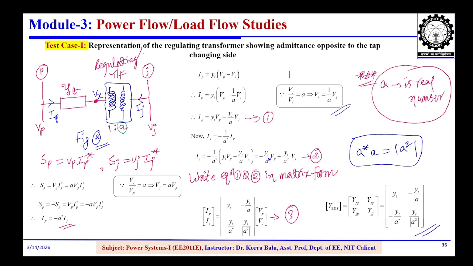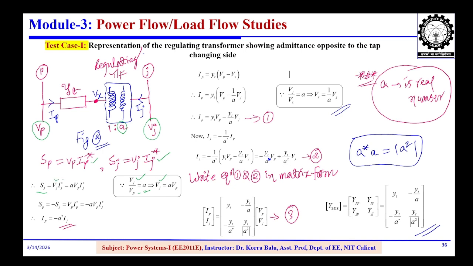Now we'll see the P bus and the J bus, and in between them the line admittance is YT and the regulating transformer is given here, which has a tap ratio of A. Okay, the complex power at bus P is VP into IP conjugate. The complex power at bus J is SJ equal to VJ into IJ conjugate. We'll see here. So by applying the transformation ratio, VJ by VP is equal to A. So we need to get VJ in terms of VP, that is A into VP.